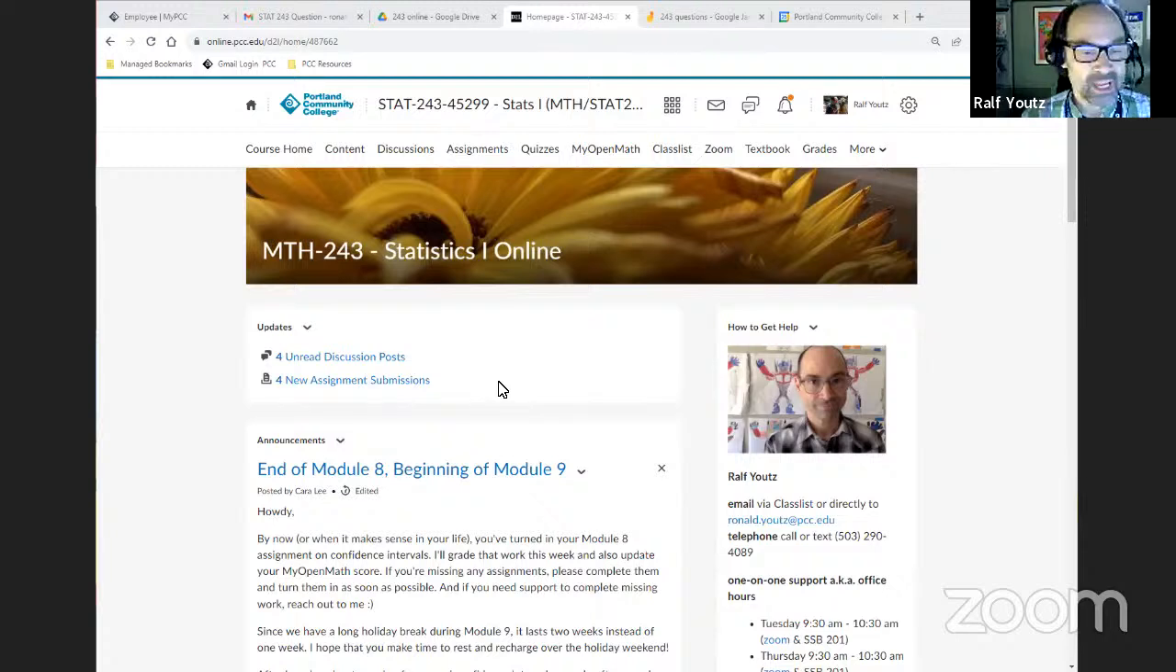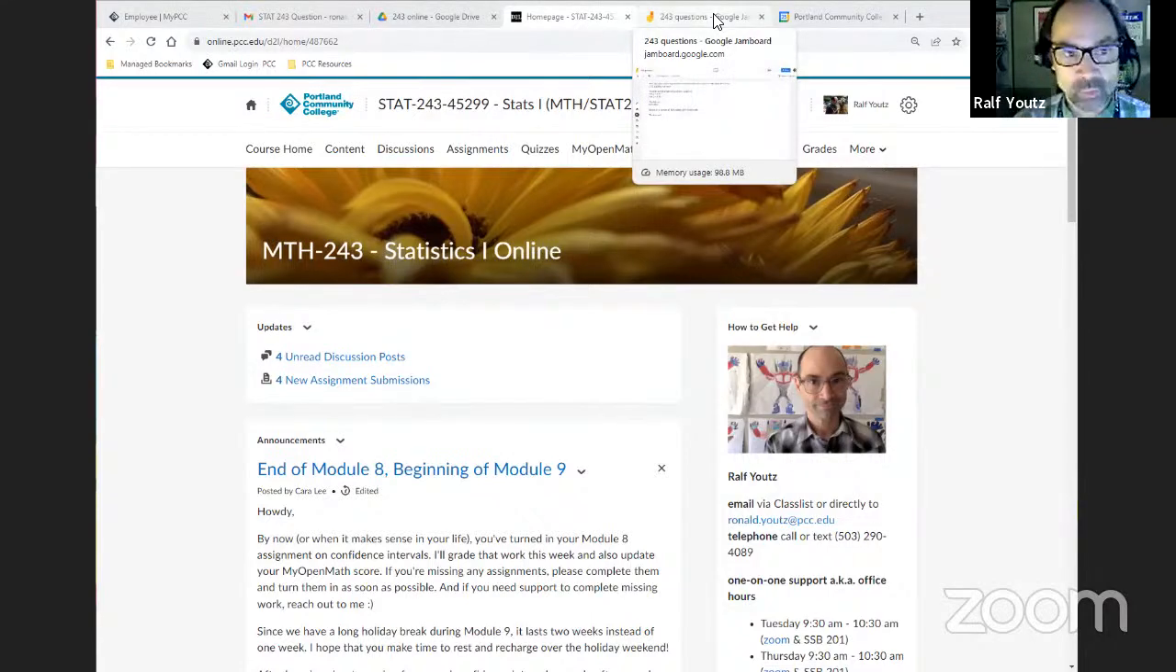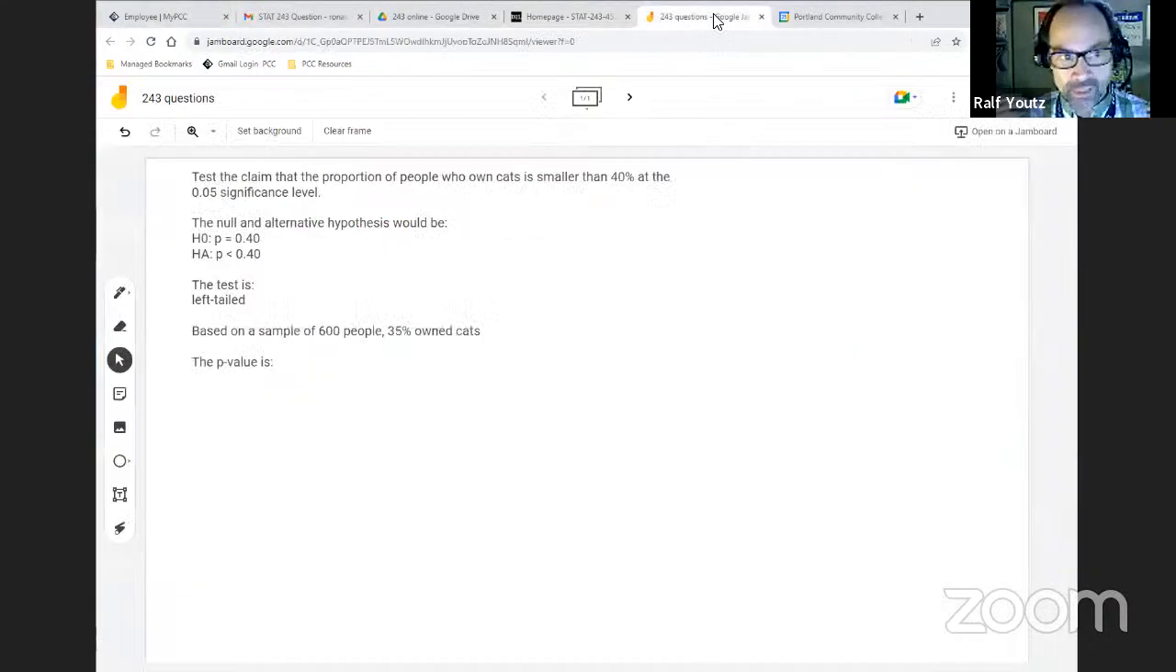Howdy. I got a great question from someone about finding a p-value using GeoGebra, and I was going to use an example from my OpenMath homework to talk it through, because coincidentally someone asked me about that as well. So here we go. This is question number 6 on my OpenMath homework assignment from 5.3, 5.4, and 6.1.